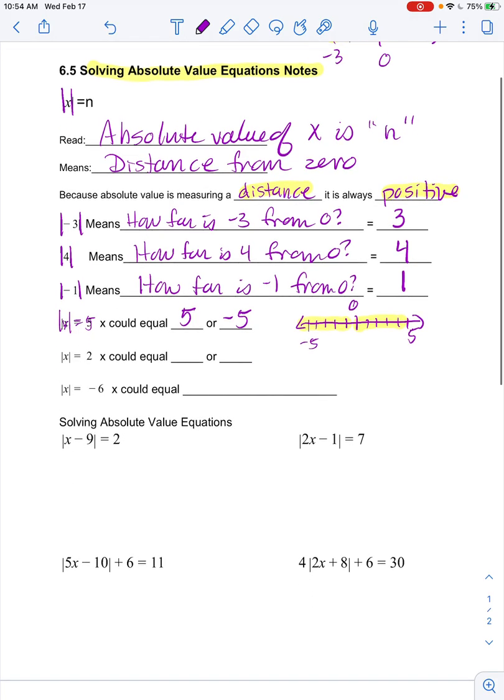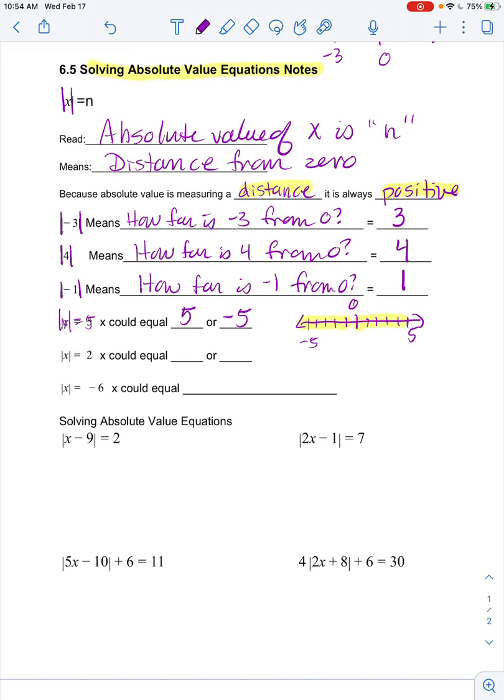In this next example, the absolute value of what number, that's the x, is 2. Think about the number line. If this is 0 and I'm 2 units away, I could be 2 units to the right at +2 or 2 units to the left at -2. So I have two options, either positive or -2, because the absolute value of 2 is 2, and the absolute value of -2 would still be 2.